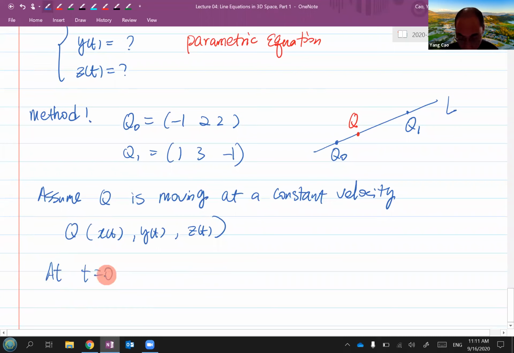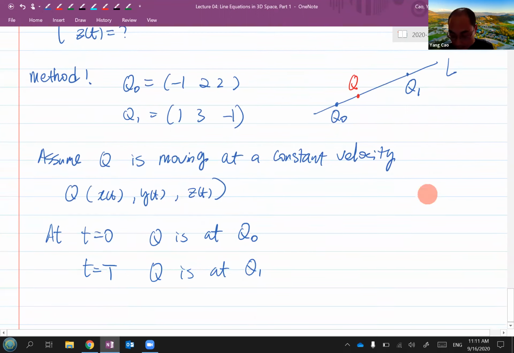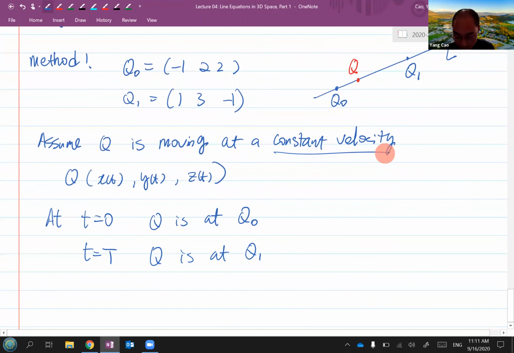Suppose that at t equal to 0, Q is at Q naught. So Q starts from Q naught. And at t equal to a capital T, a certain amount of time, Q is at Q1. Always remember, constant velocity. Then at any other time, t equal to whatever value, Q is on the line.